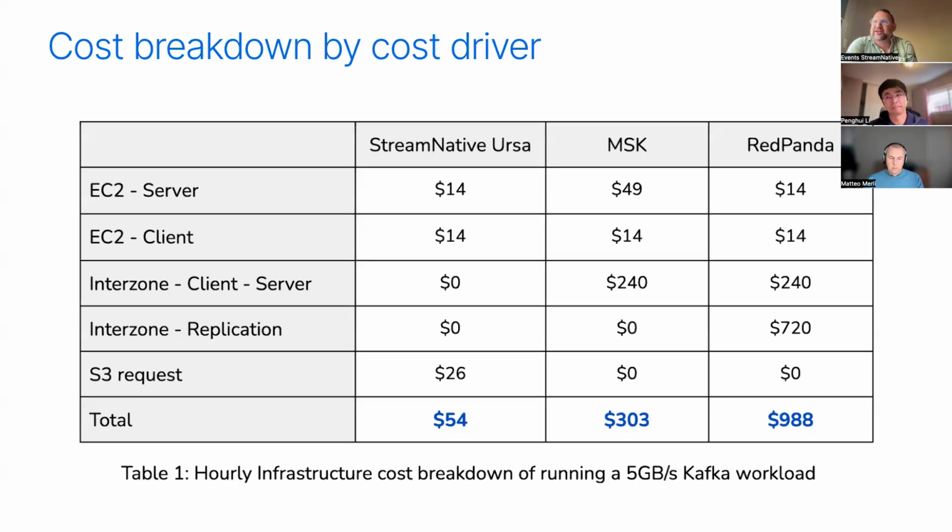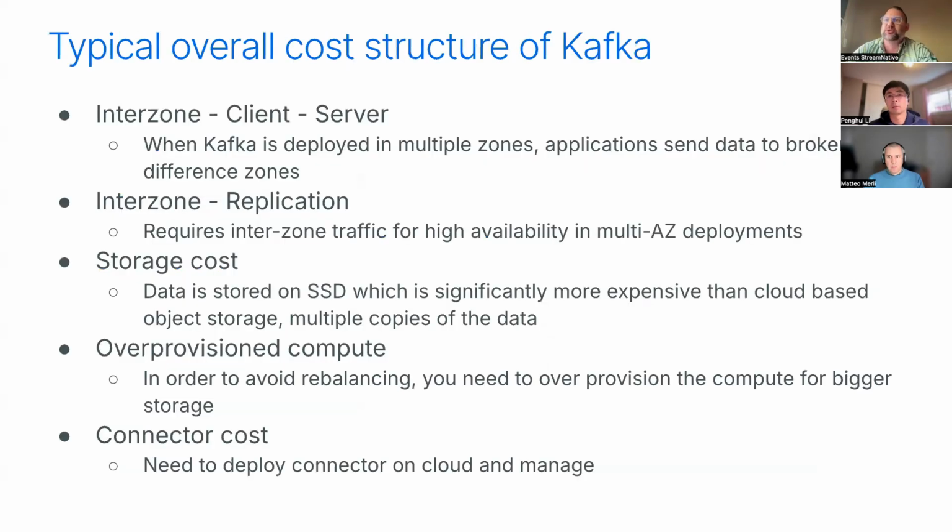So I guess the key here is that for StreamNative Ursa, to reduce the interzone replication, we use the object storage backend, as Matteo had mentioned. And then to reduce the interzone client server traffic, we guarantee that clients will always connect to a broker in their same availability zone. So those two major architecture changes are what brings the cost down so much. We're going to get into a diagram of this and talk about this a little bit more to visualize it.